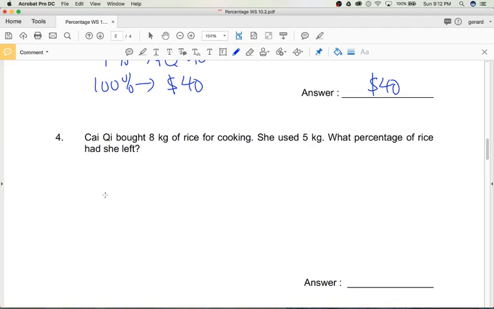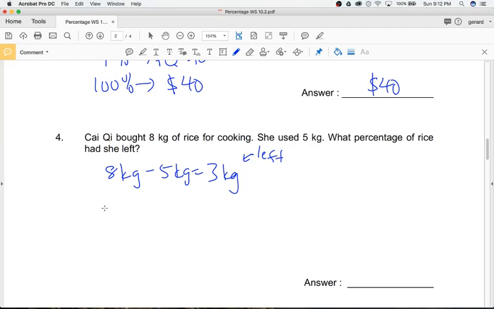If we draw units, we'll be drawing 8 units here, each unit representing 1 kg. Then after that we'll be shading 5 units, which is what she used. So what she had left is actually just 8 kg minus 5 kg, you get 3 kg. So this is what she had left. Okay, so what percentage of the rice had she left?